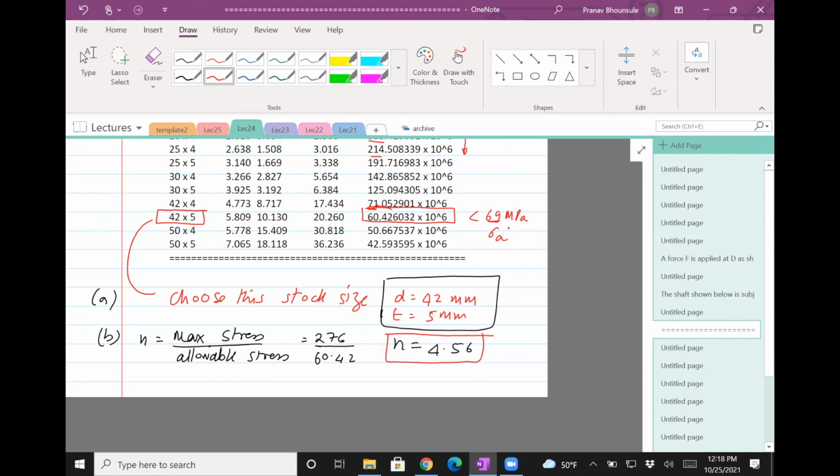Okay. So this is a type of question you might expect to solve when it comes to design. There's a table, stocks to choose from, and which one you go for.